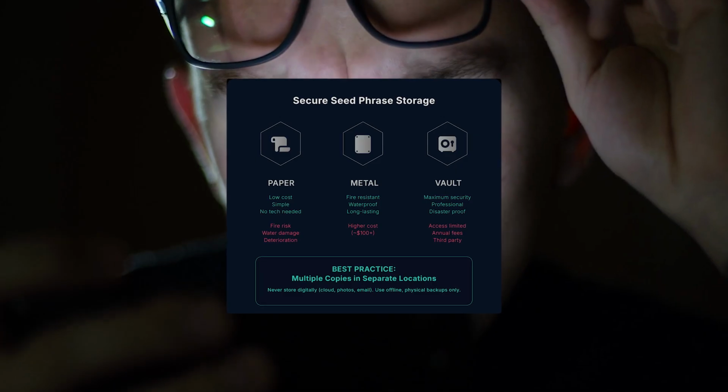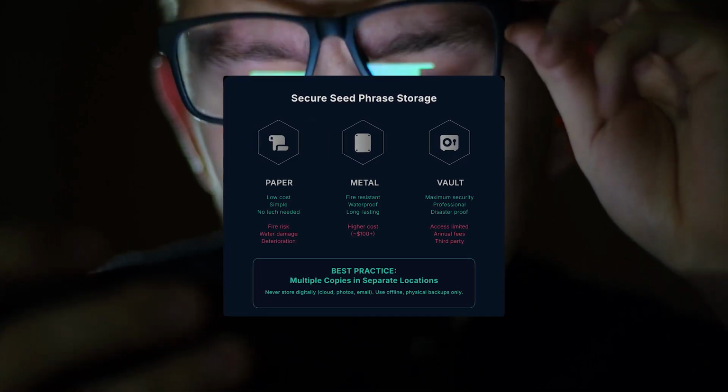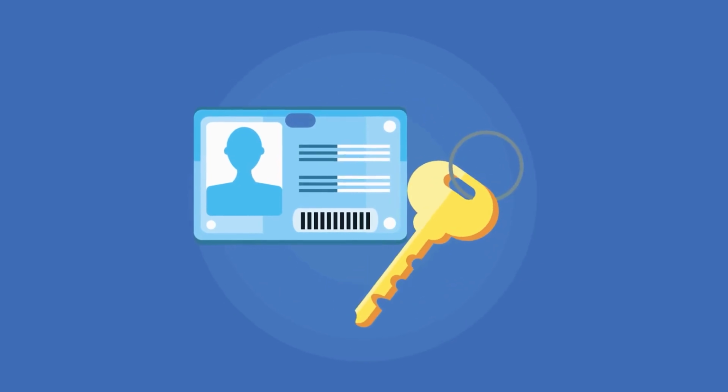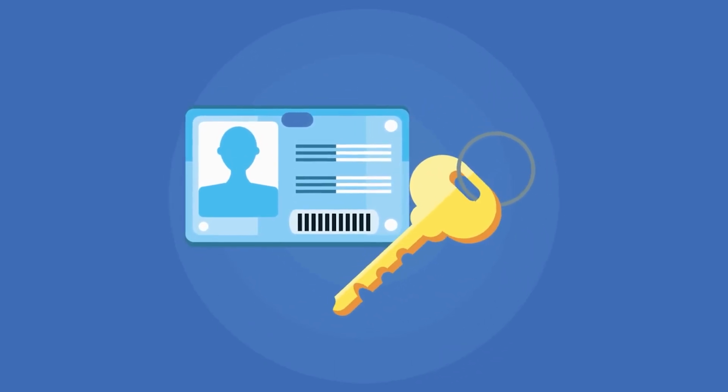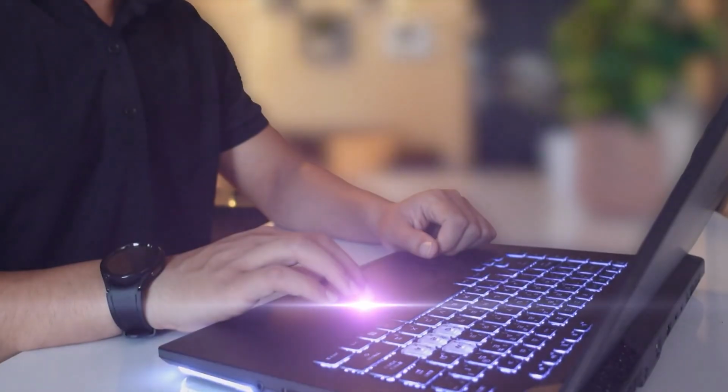The trade-off is responsibility. In Web2, you can recover a forgotten password. In Web3, losing your private key or seed phrase means losing access permanently. The security model places more power and more responsibility on the individual user.